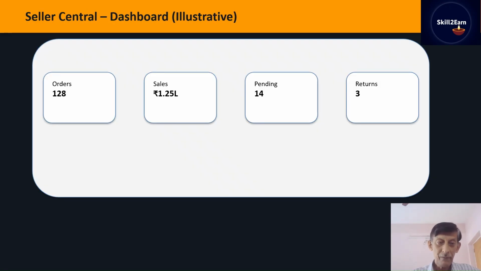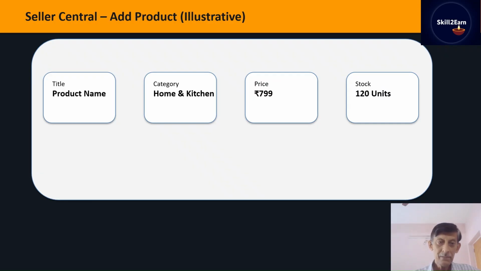This is how your dashboard will look. There is a dashboard on Amazon. This is not the actual dashboard. This is an image just to show you how it looks. How many orders you have received, what is the sales amount this month, how many orders are pending, how many returns have come. Add product: how does it look? Product name, category, price and stock. This is how Amazon will show you. If the product stock is maintained at Amazon, they will be able to show you the stock. If you are maintaining the stock yourself, then you will have to fill in this figure.